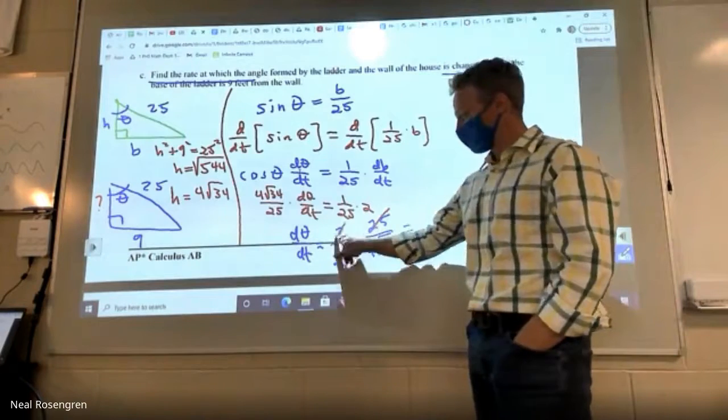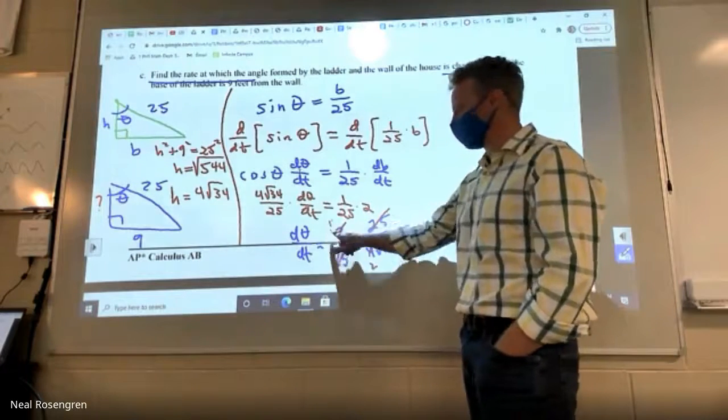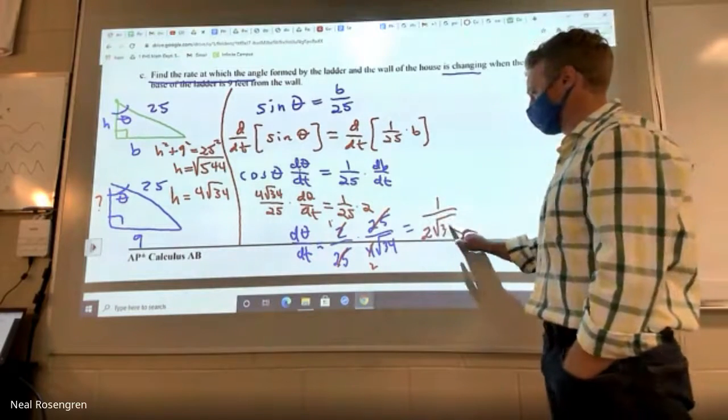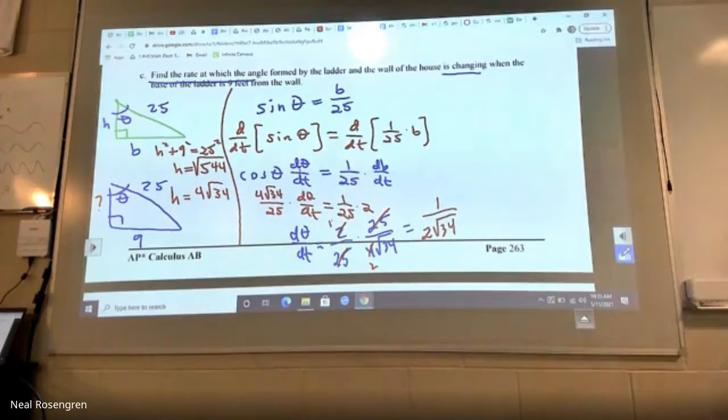Yeah, and that was the benefit to actually going through all that process to simplify, because now we just get 1 over 2 root 34, which isn't bad. And again, no need to rationalize. You don't have to multiply by root 34 top and bottom. You can if you want to. But in calculus you don't have to, so that's good.